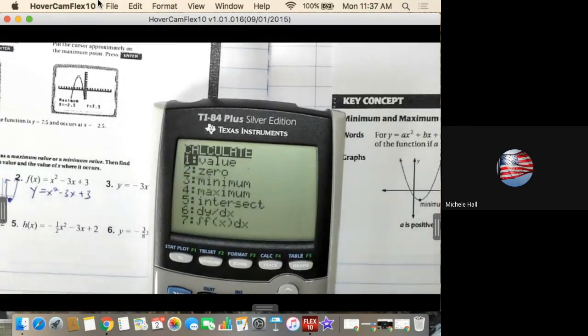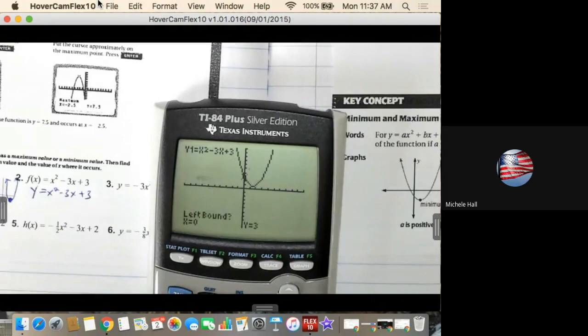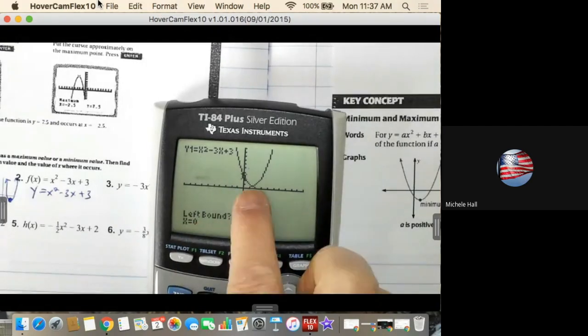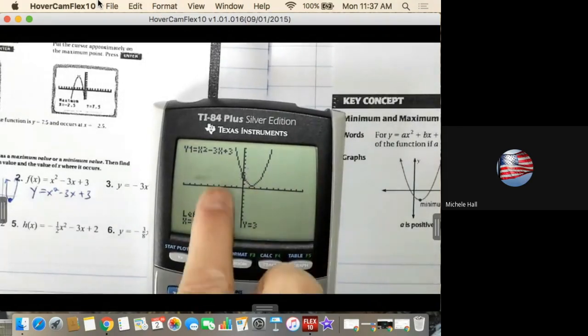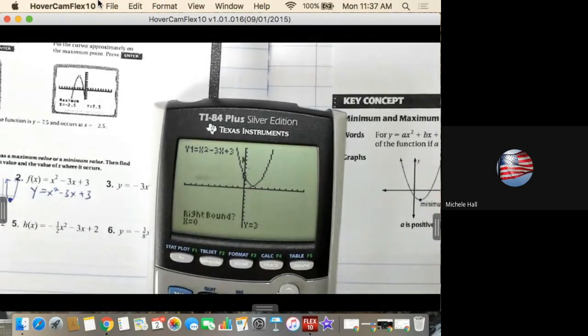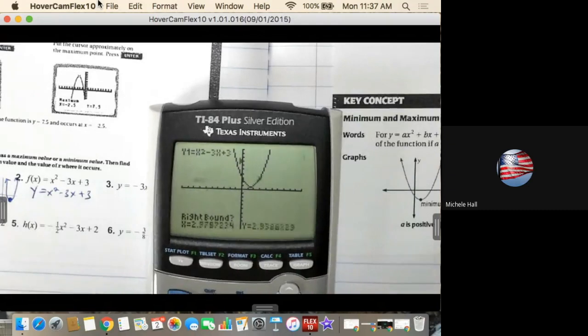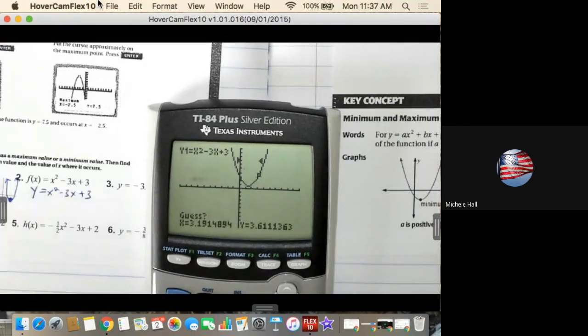Calculate. Number 3, left bound. Be on the left-hand side of your intercept. I am. It's blinking on the left. Enter. Right bound. Give the calculator a right and left bound. Enter. Is that your guess? Yep, that's my guess. Enter. And we get 1.5, comma, 0.75.